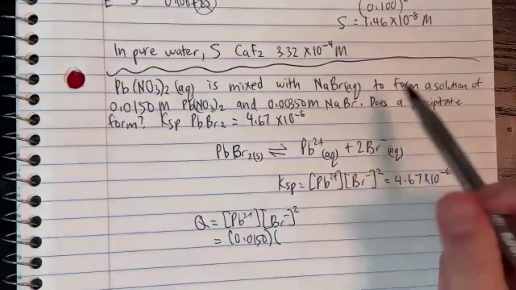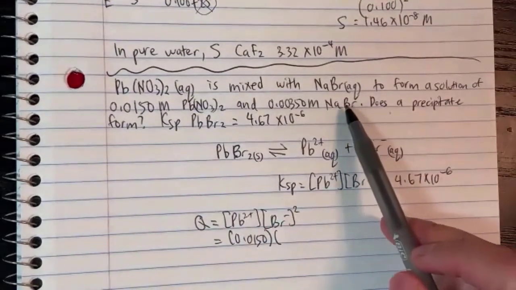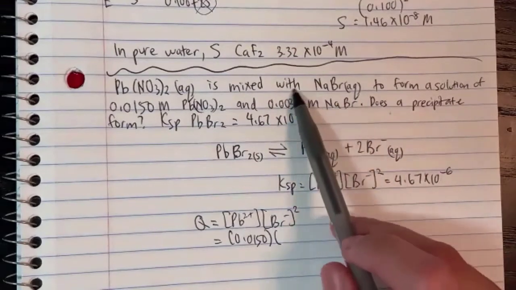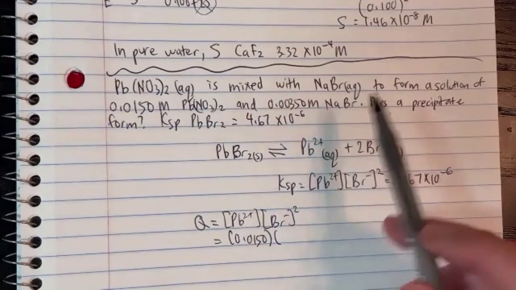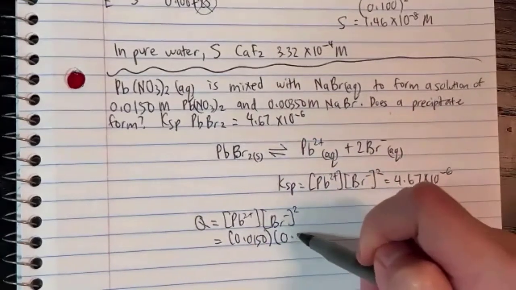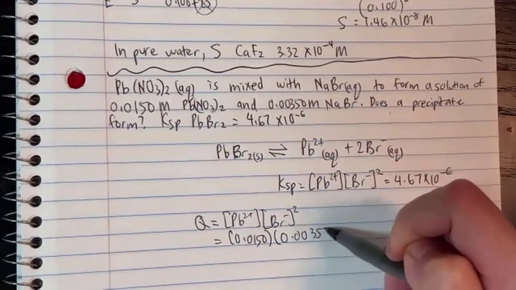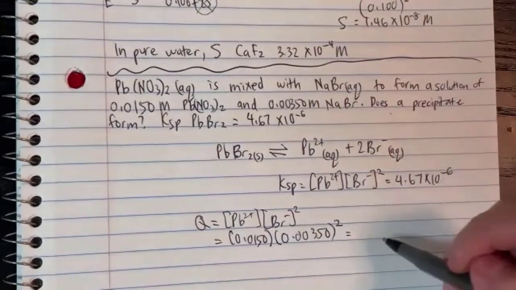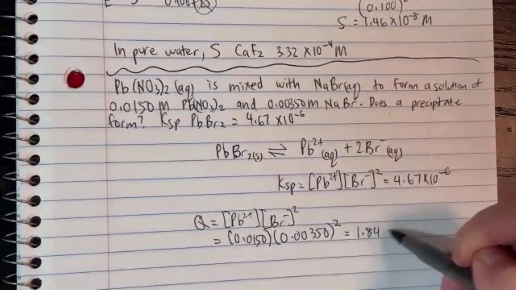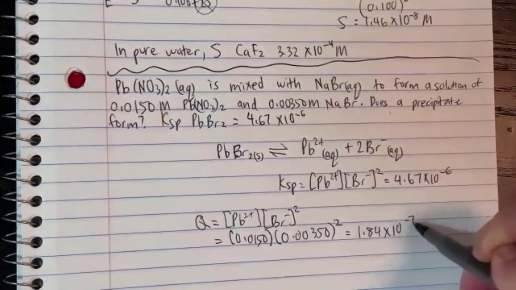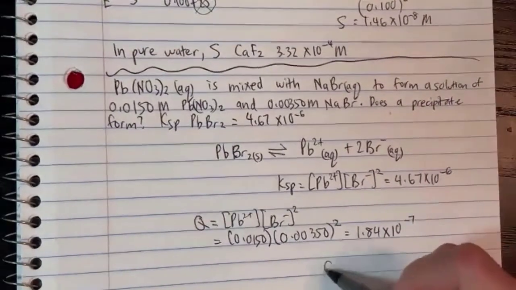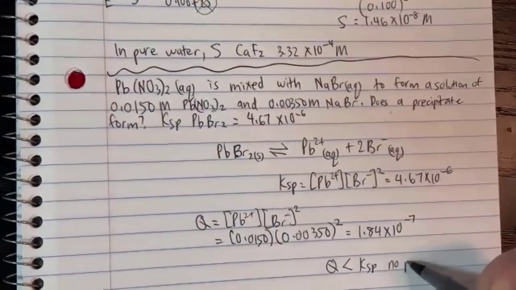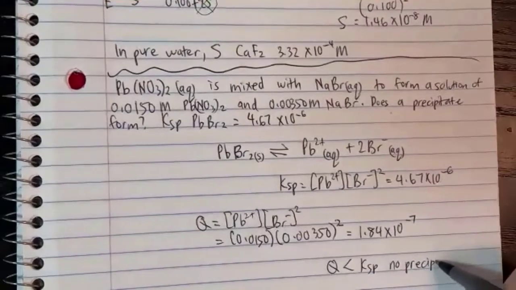Now for Br, NaBr has 1 mole Na, 1 mole Br, so the molarity for Br will be the same as the molarity of NaBr. I'll write that down also, and then we're going to square that. So let's see what Q equals. Q is 1.84 times 10 to the minus 7. So in this case, Q is actually smaller than KSP, so no precipitation.